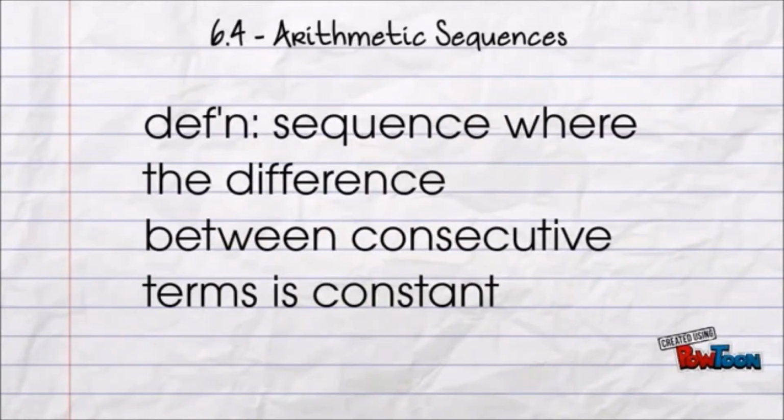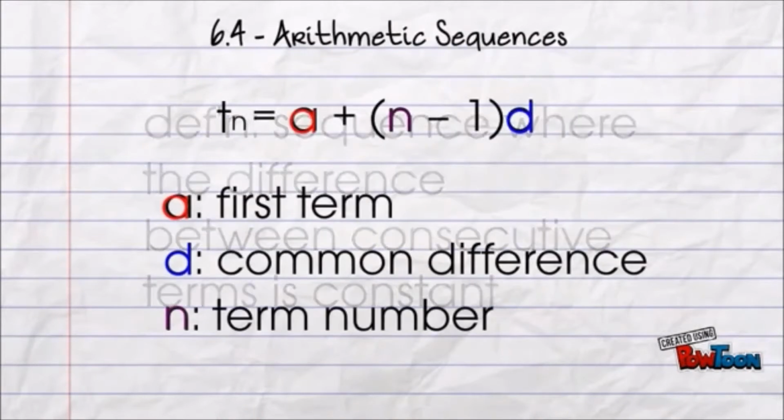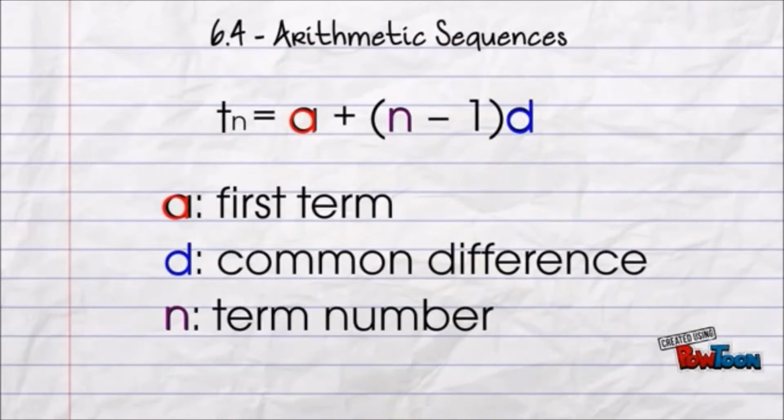6.4 is all about arithmetic sequences. Arithmetic sequences are a sequence where the difference between consecutive terms is constant. The formula for arithmetic sequences is Tn equals a plus bracket n minus 1 bracket d, where a represents the first term, d represents the common difference, which is the difference between any two consecutive terms in an arithmetic sequence, and n represents the term number.